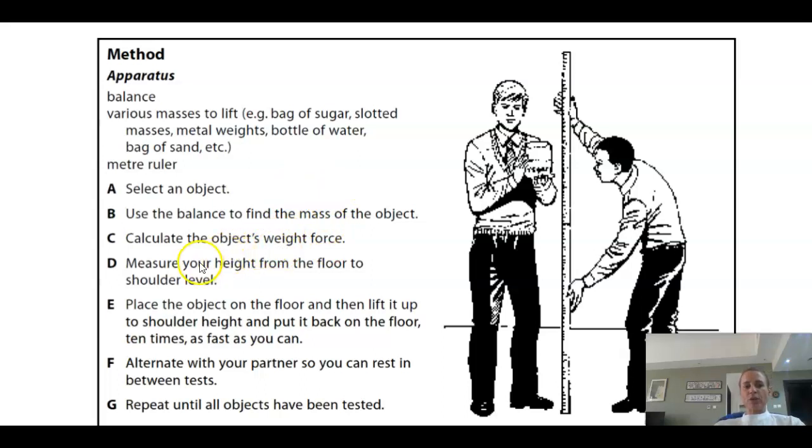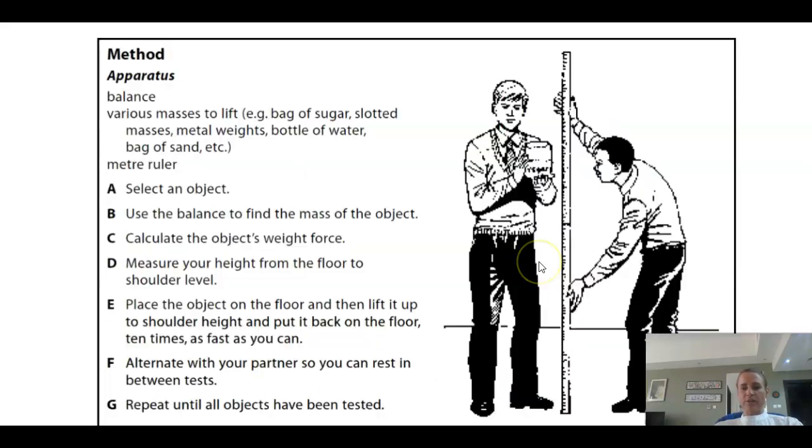You are going to measure your height from the floor to shoulder level. So hopefully you have a decent tape measure. You're going to place the object on the floor and then lift it up to your shoulder height and then put it back on the floor 10 times as fast as you can.